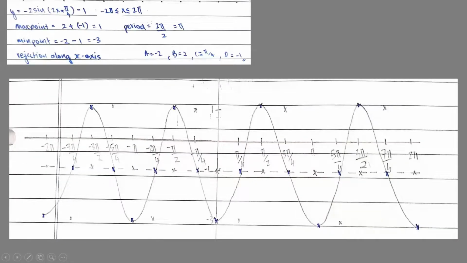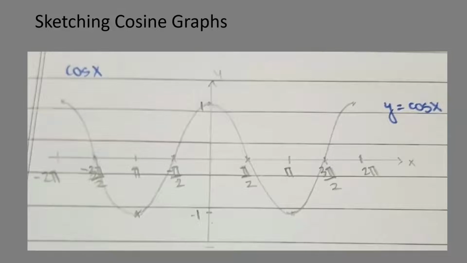In this case, it's been reflected along the x-axis. So again, you have to flip it. Again, it's been transformed to the left by pi/4. So if you follow my cursor, in this case, it goes down first, then goes back up, and then comes back down. So that's how you deal with sine graphs. Now we'll be moving on to cosine graphs.